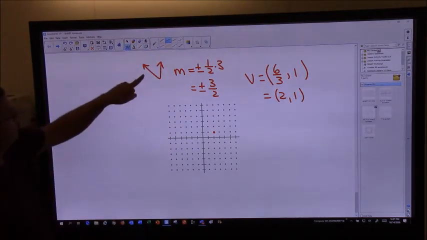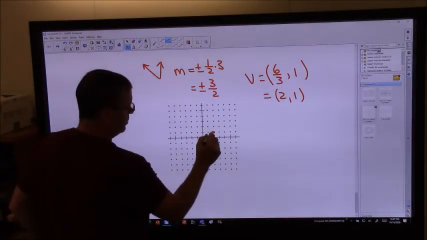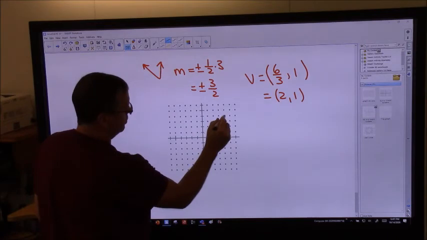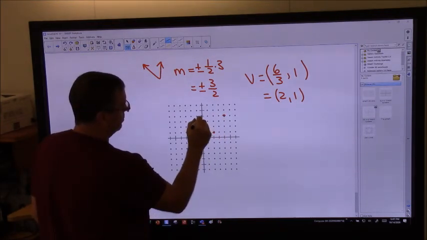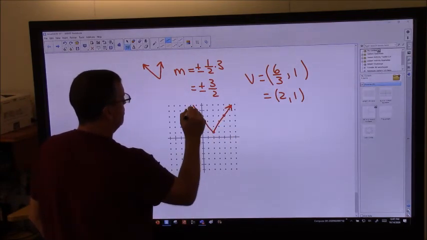I know it opens up, and my slope is 3/2. So what I'm going to do is, from this point right here, from the vertex, I'm going to go up 1, 2, 3, and over 2. Then go up 1, 2, 3, and backwards 2.